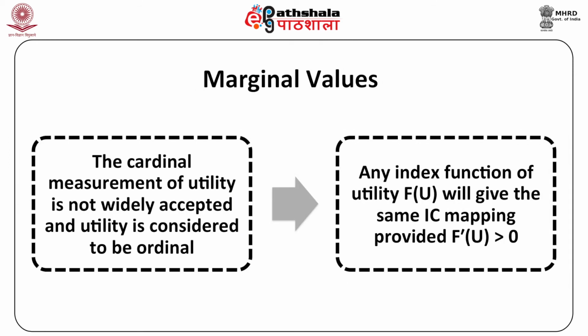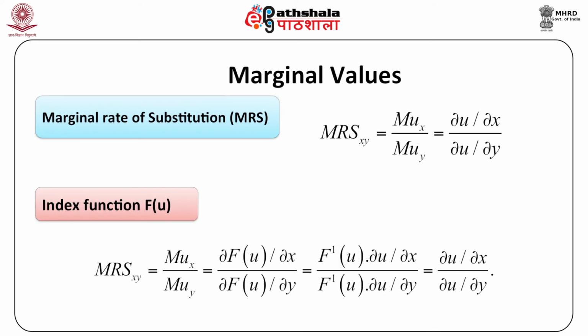The cardinal measurement of utility is not widely accepted, and utility is considered to be ordinal. Then any index function of utility f(u) will give the same IC mapping order, where f'(u) is greater than 0. It is therefore more meaningful to measure the ratio of two marginal utilities, that is the marginal rate of substitution. MRSxy = MUx/MUy = (∂u/∂x)/(∂u/∂y).